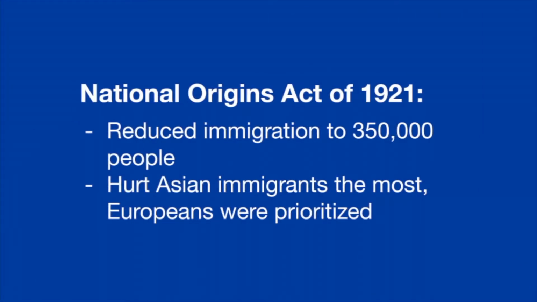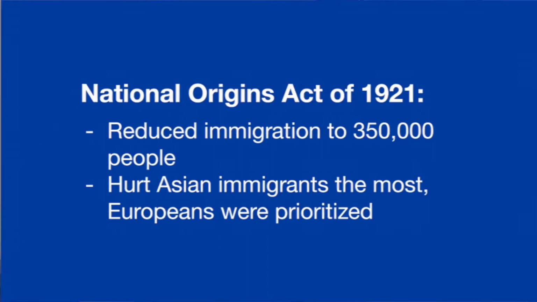Greater mobility allowed for mass immigration in the early 1900s, resulting in a growing nativist movement in the early 1920s. This culminated in the National Origins Act of 1921, which reduced immigration to 350,000 people. This hit Asian immigrants hardest because Europeans were prioritized. Quotas were cut again in 1924 to only allow 150,000 immigrants in per year.